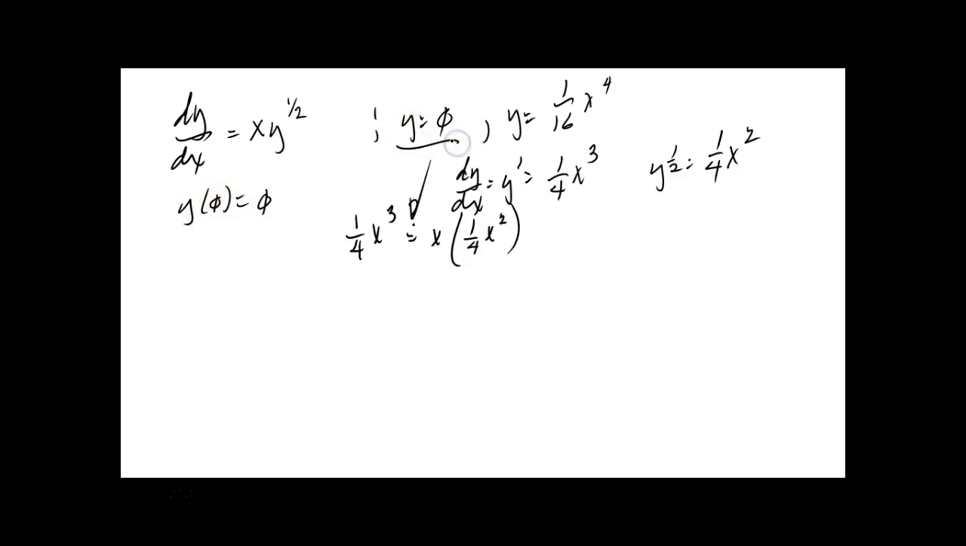Certainly this one does. y equal to 0 satisfies the initial condition 0 equals 0, because that is good for any value of x. It doesn't matter what x is, including x equals 0. Is this also good for this value? Okay, let's see if it is.